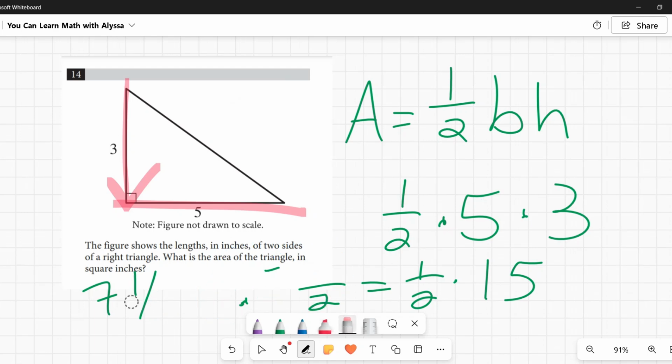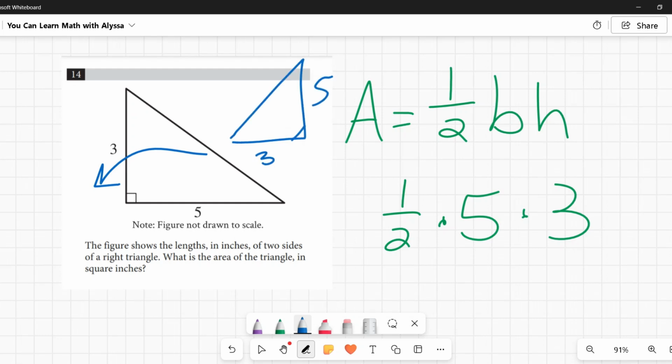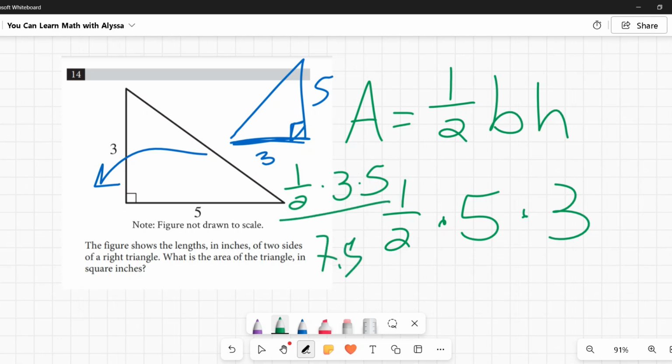As a little bonus thing, if you were to rotate this triangle this way so that it was sitting up like that, and this was 3 and this was 5, would the base then be 3? Yeah, same difference. I'd say, okay, 1/2, my base is 3 and now my height is 5. But as you can see, you're still going to get 7.5. It gets the same either way.